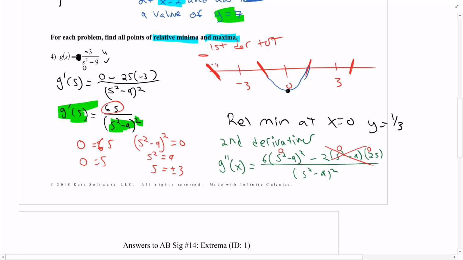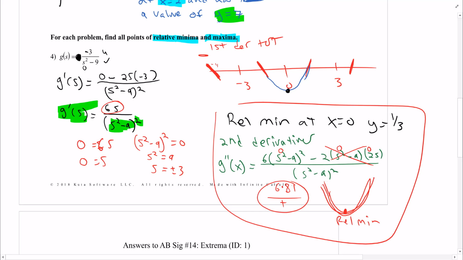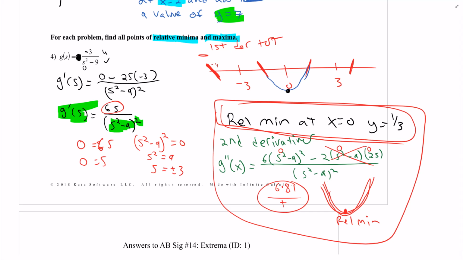Basically, this whole thing is going to turn into 0. This side is going to turn into negative 9 squared, which is 81, positive 81 times 6 on the top. And on the bottom, it doesn't matter what we plug in, it's going to be positive. So all that matters is we're getting a positive number, which means our function is concave up. If the second derivative is positive, it's concave up, which means that point must be a relative minimum because it has to look like this. So that's the second derivative test: you take the second derivative and you plug in your critical values and you'll get positive or negative. Positive means minimum, negative means maximum. All right, so good luck.